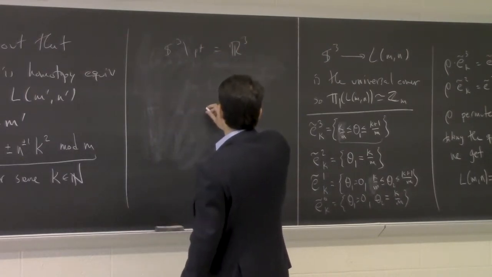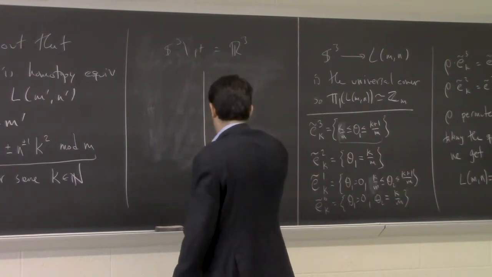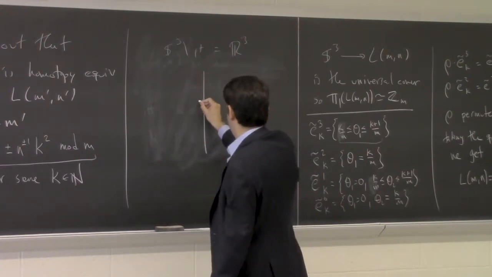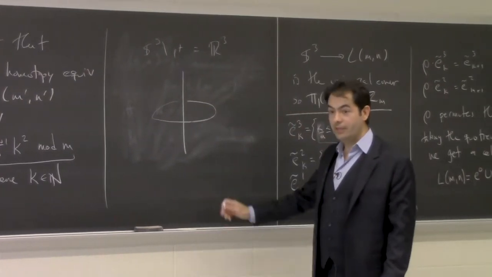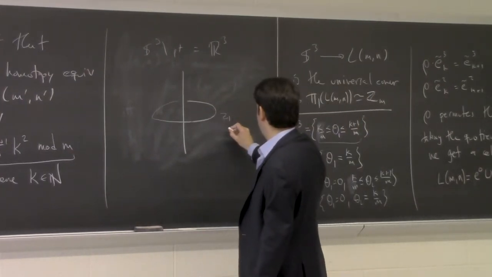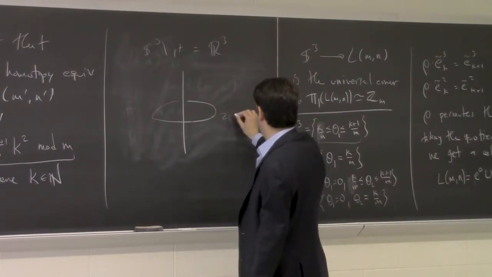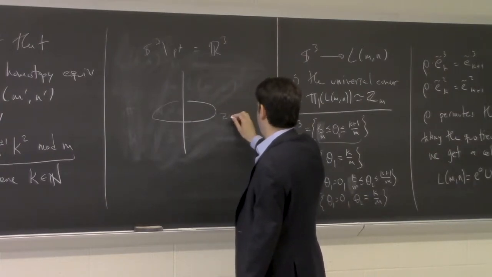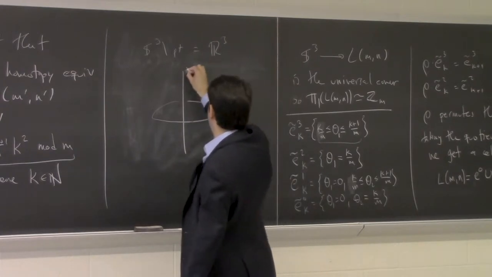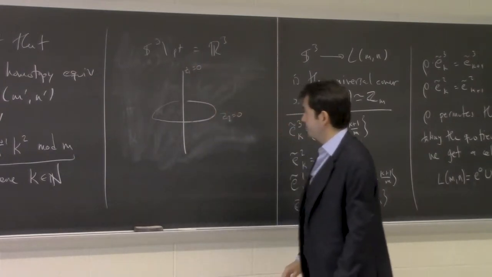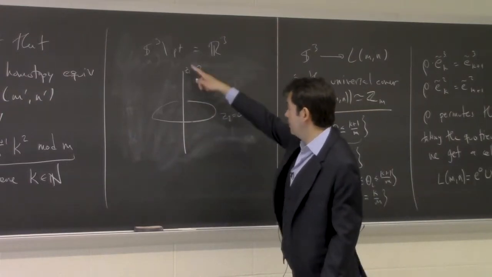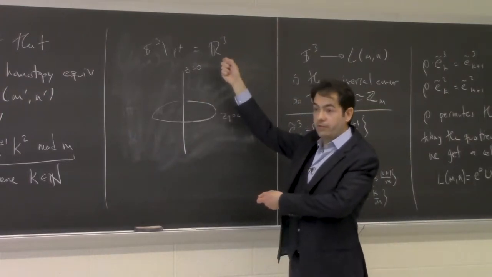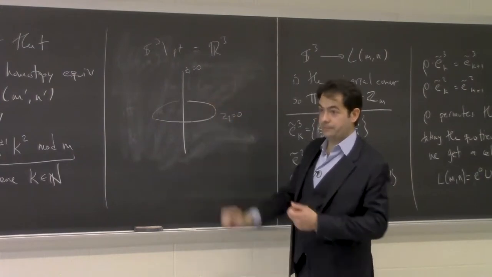So what's this look like in R3? Well, there's a circle, and there's a circle. Right? So this is Z1. Let's say this is C1. This C1 is varying. So let's say C2 equal to 0, and this is going to be C1 equal to 0. Right? So this is a circle because it goes through the point at infinity. That's where it closes up.